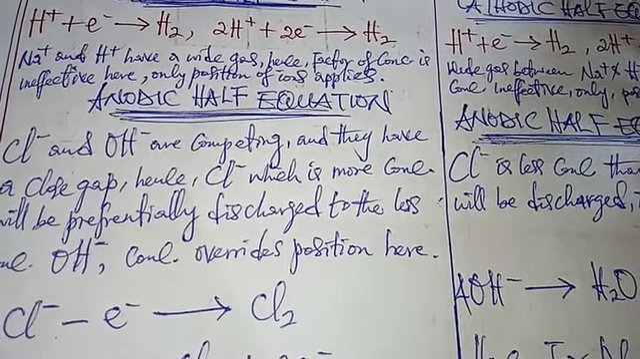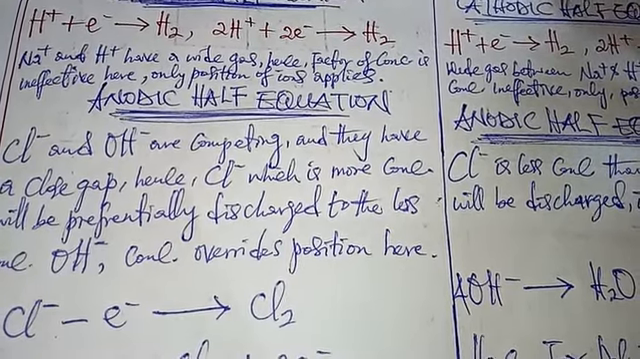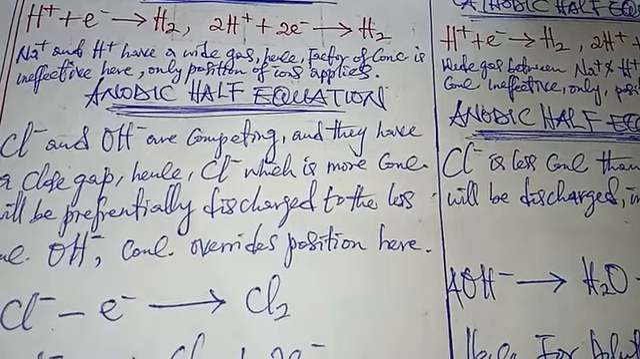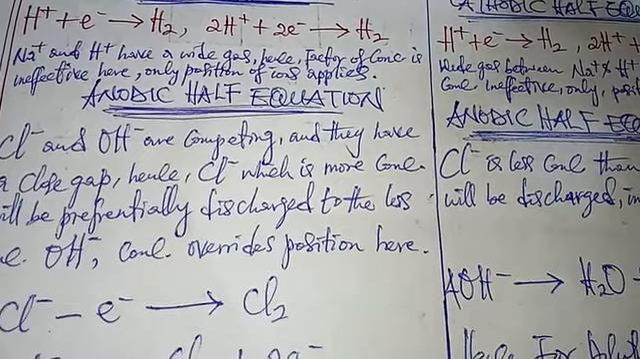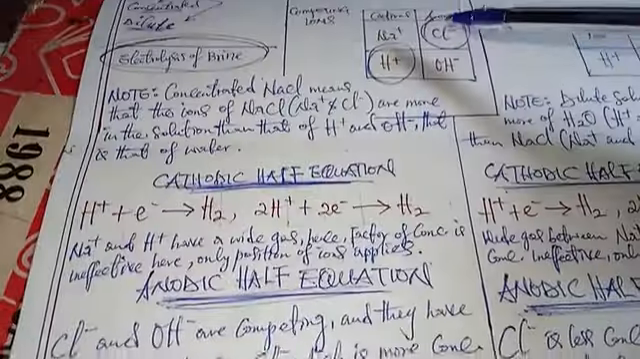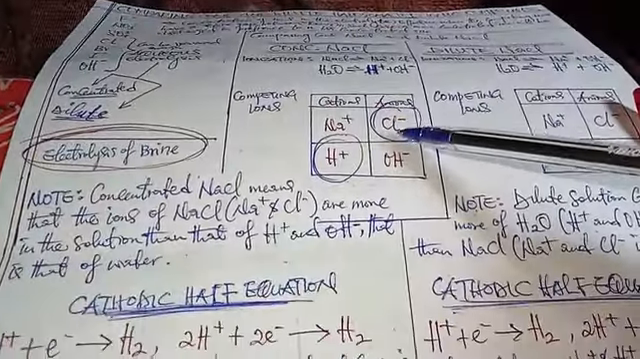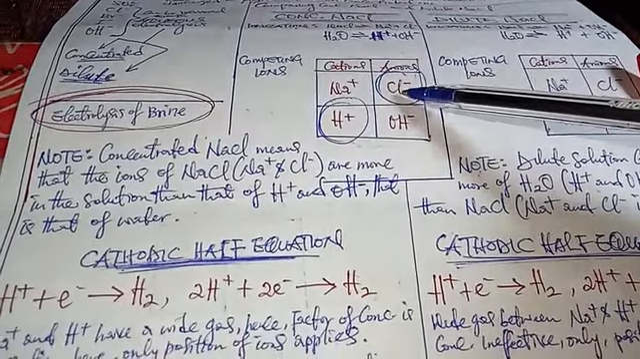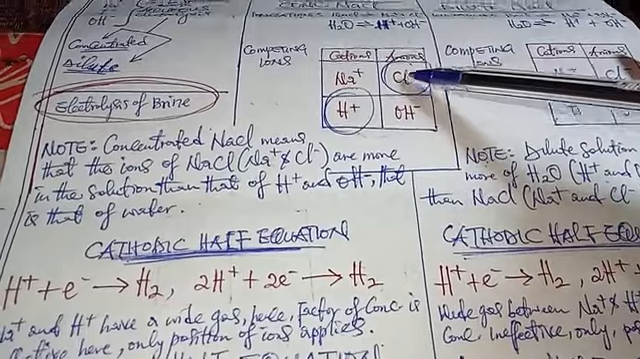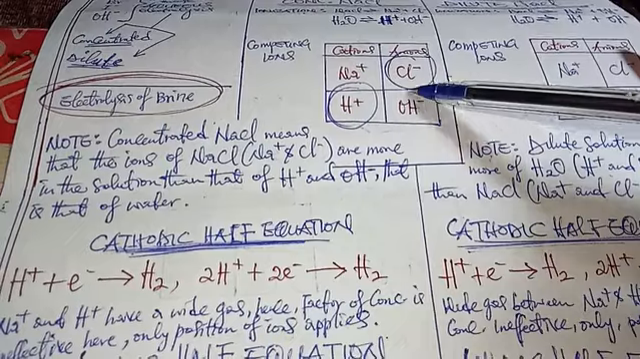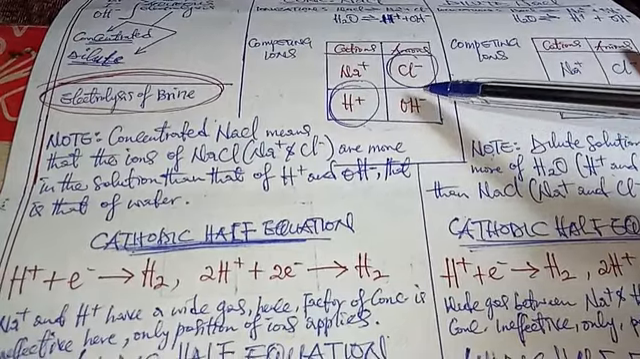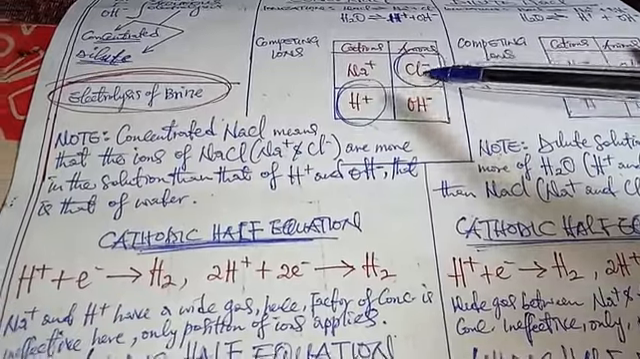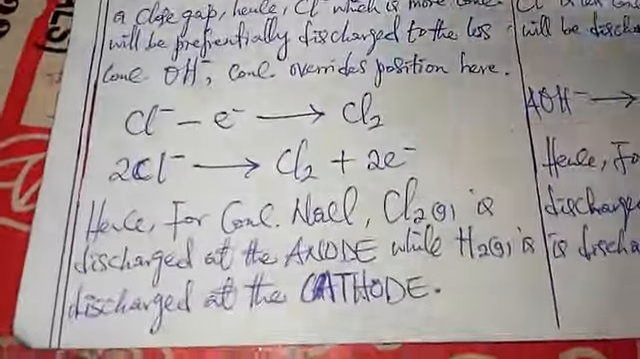Now, since chloride ion is more concentrated, because it is concentrated sodium chloride, by a factor of concentration, which is going to override position. Since chloride ion is more concentrated by a factor of concentration, which overrides what? Position. Chloride ion will be discharged in preference to what? Hydroxide ion. Even though hydroxide ion is weaker, concentration will override position. So chloride ion will be discharged.